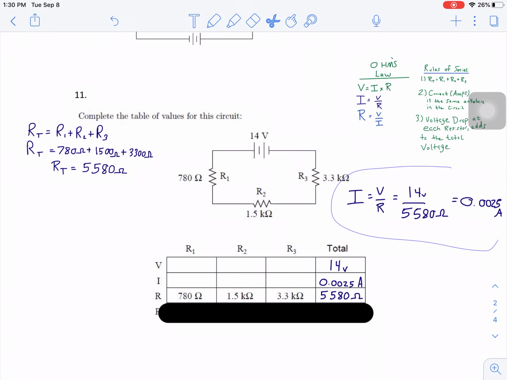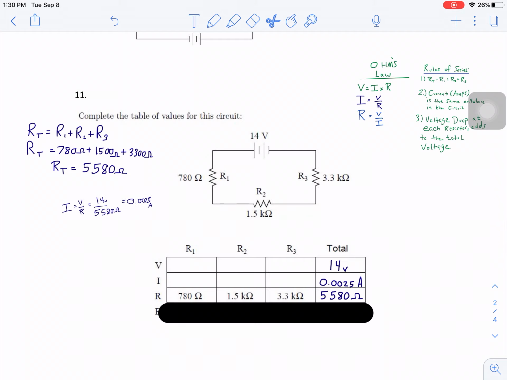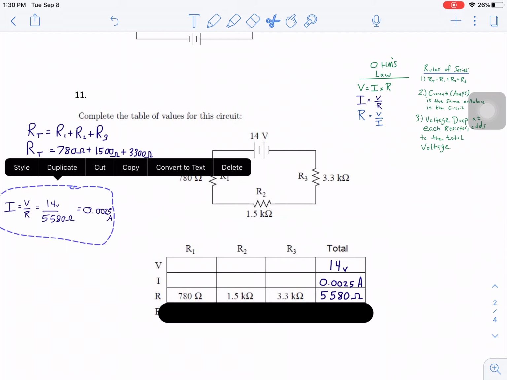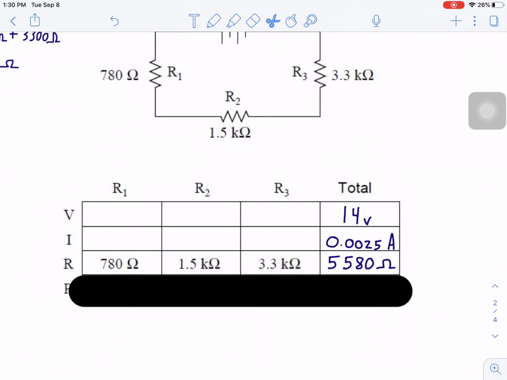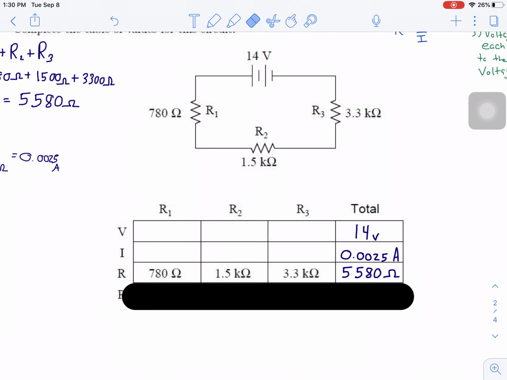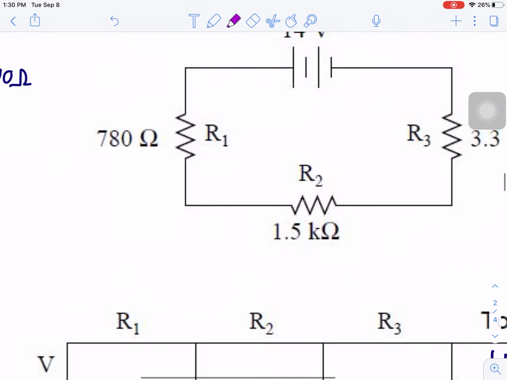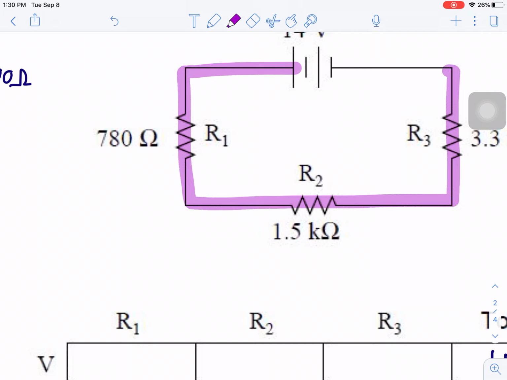And like before, I'm going to circle and minimize and move. Okay, so if I look at my chart now, I know the total voltage. I know the total resistance by adding up each of the individual ones. And I figured out the total current. There is 0.0025 amps flowing anywhere you would measure in this circuit.